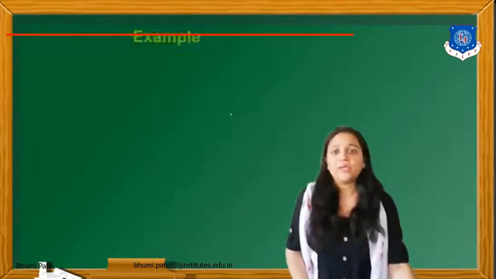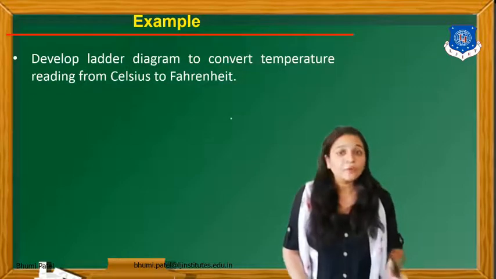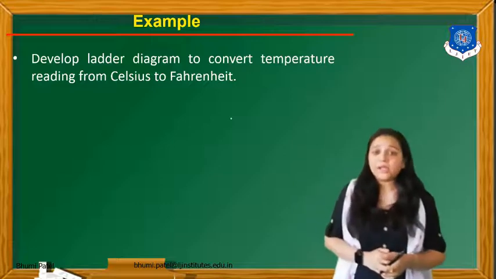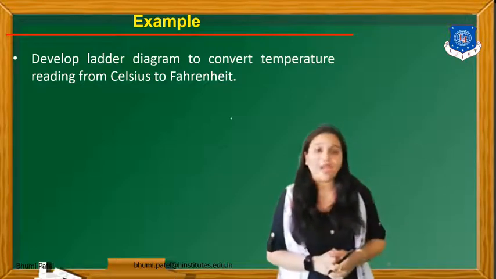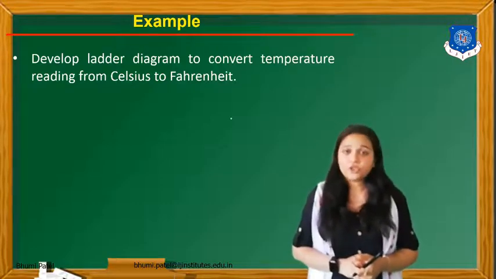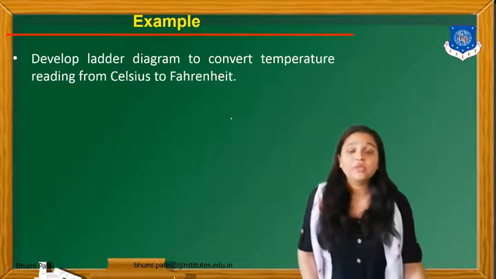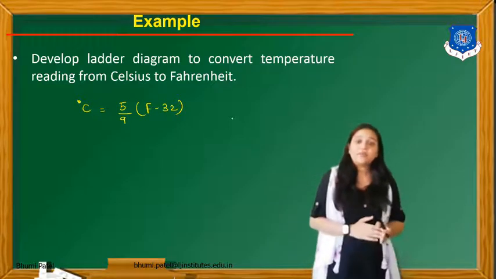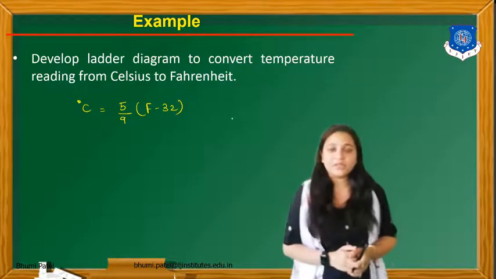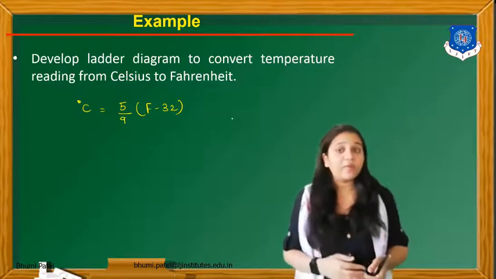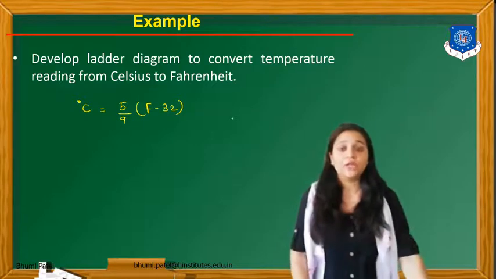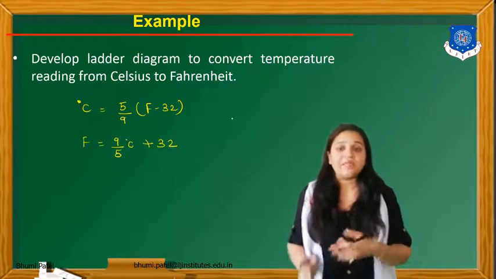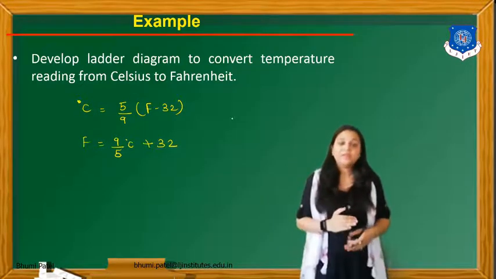Now the next is an example. We have to develop a ladder logic diagram to convert the temperature reading from Celsius to Fahrenheit. First of all, what is the equation for Celsius to Fahrenheit? The equation is C equal to 5 by 9 times (F minus 32). Now we have to convert this reading from Celsius to Fahrenheit, so first of all we have to write the equation for Fahrenheit. F is equal to 9 by 5 C plus 32.